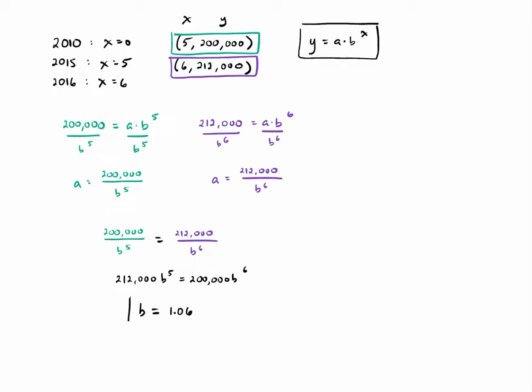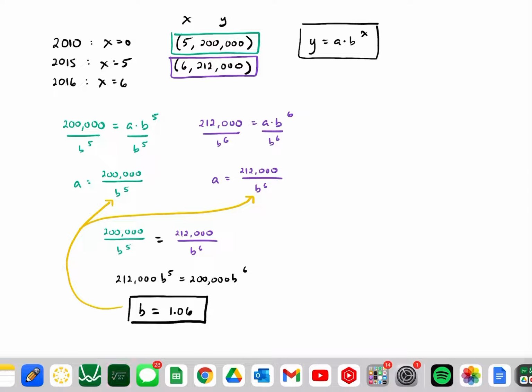We'll hold on to that for a second. That makes sense because it means that it's a growth function. If it's above 100%, this is basically saying it's growing by 6% per year. Then we can take this 1.06, and it's up to you where you want to plug it in, but you could plug it in here for b or over here for b. They're both cool.